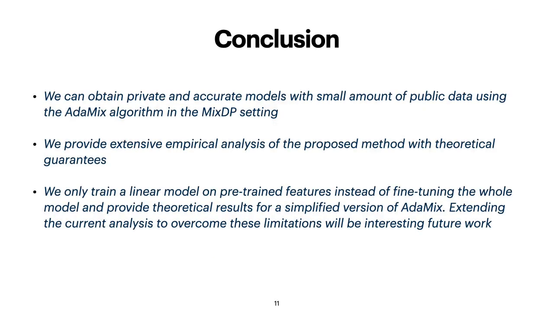To conclude, we show that we can obtain private and accurate models with a small amount of public data using ADAMX. We provide extensive empirical and theoretical analysis of the same. However, as a limitation, we only train a linear model on top of pre-trained ImageNet features instead of fine-tuning the whole network, and provide theoretical analysis for a simplified version of the model. Extending the current analysis to overcome these limitations will be interesting future work.